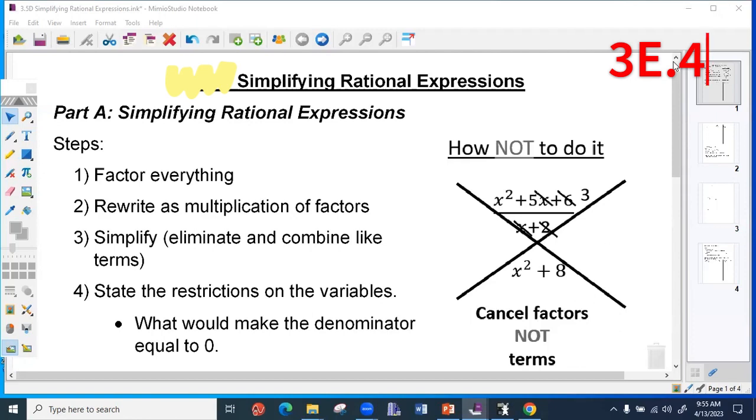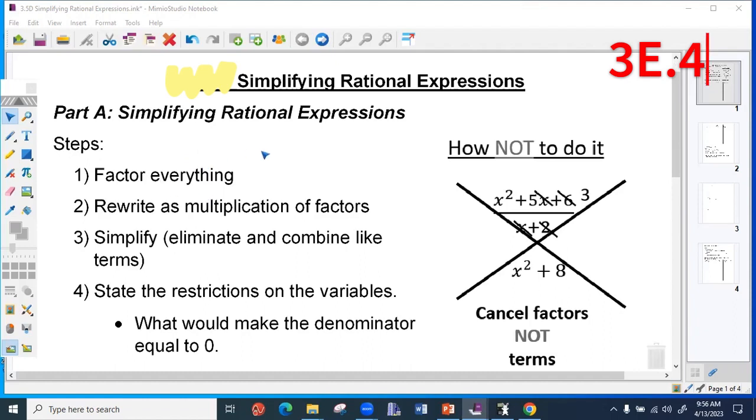We want to simplify. Some of the biggest mistakes that I see you guys make: you try to cancel out terms. You cannot cancel out terms. You can only cancel out factors. If there's an addition or subtraction symbol, you cannot just go through and say, there's an X, there's a 3, there's a 6, there's a 5. It does not work like that. You can only cancel out factors. Factors means that these things are being multiplied. That's what that means. So keep that in mind as we're doing this.